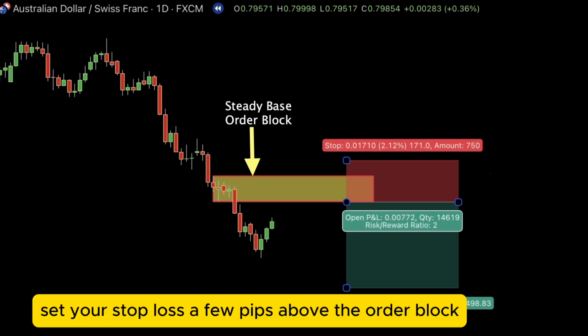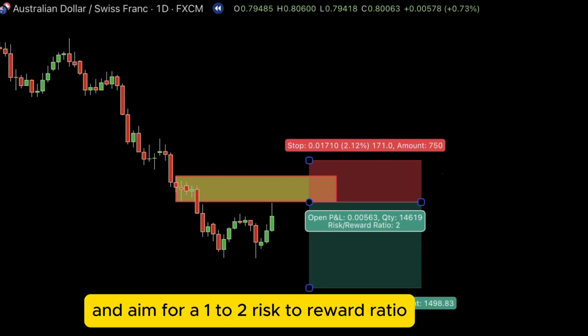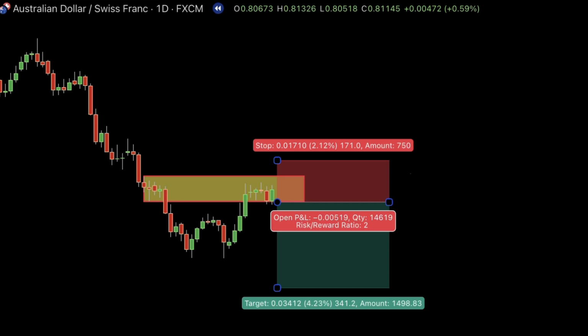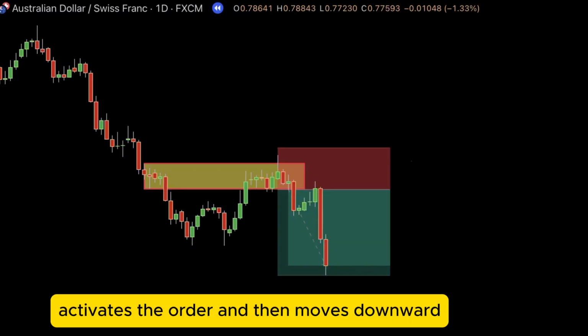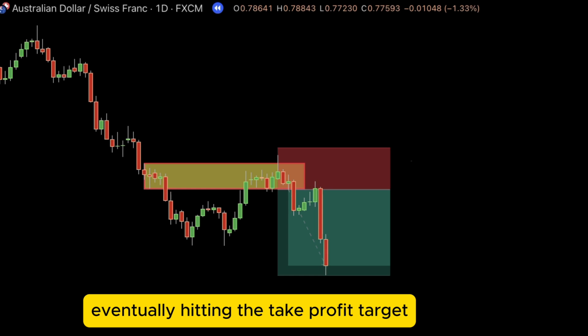Set your stop loss a few pips above the order block and aim for a 1 to 2 risk to reward ratio. The market pulls back, activates the order, and then moves downward, eventually hitting the take profit target.